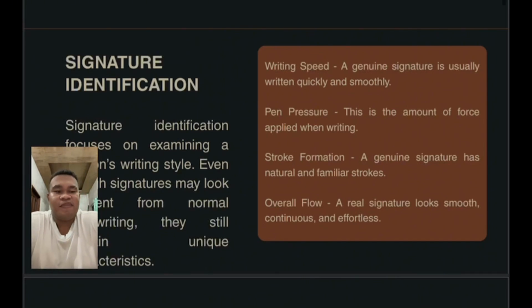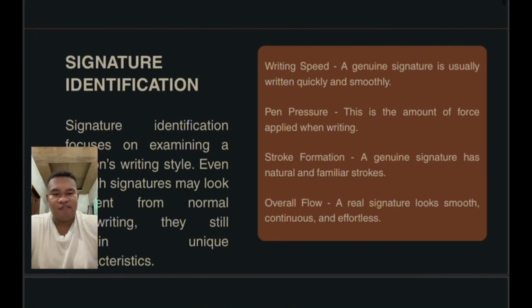So what is signature identification? It focuses on examining a person's writing style. Even though signatures may look different from normal handwriting, they still contain unique characteristics, like first, writing speed. This refers to how fast or slow the person writes their signature. A genuine signature is usually written quickly and smoothly, and the fake ones are a bit slower, as they are trying to copy it.